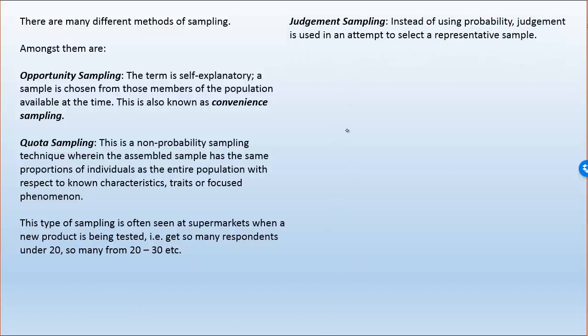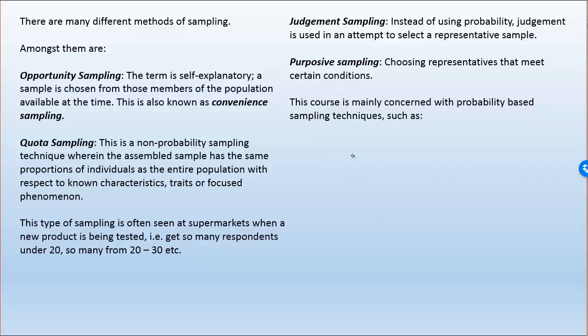Judgment sampling. Instead of using probability, judgment is used in an attempt to select a representative sample. And you can just think to yourself about the possible errors that can creep in there. Purposive sampling, choosing representatives that meet certain conditions. For example, we might want to ask only people who like cheese about something.